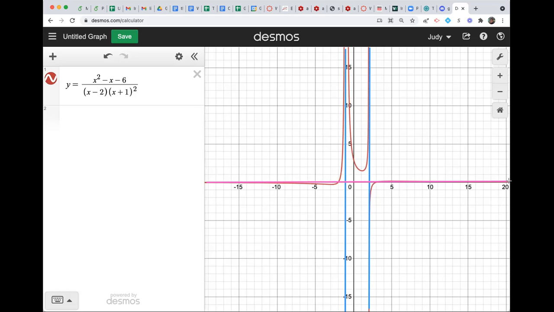Okay. Now the last, go ahead. I'm a little confused about the horizontal asymptote because it crosses through the line on the graph. Yeah, it does, doesn't it? You mean right here? Yeah. And it looks like it crosses maybe right around here too.